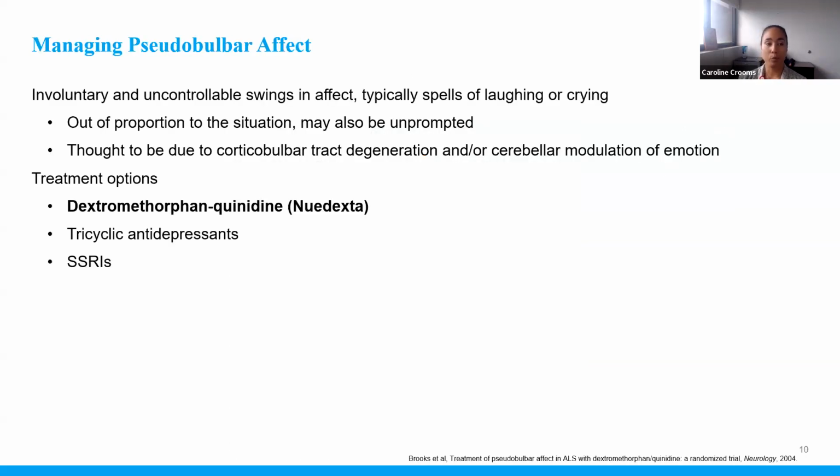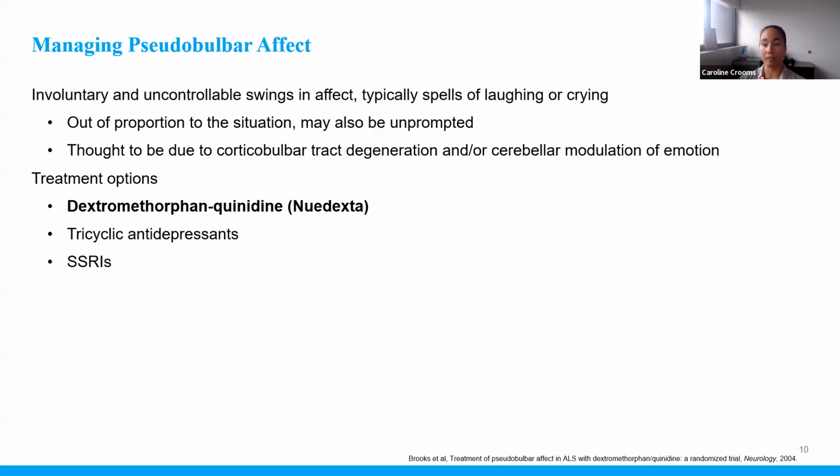So now I'm going to move on to talking about some of those less common symptoms that might not be managed so often by people specializing in palliative care. So pseudobulbar affect can be very difficult for patients and caregivers. This is a symptom of involuntary and uncontrollable swings in affect. Most often, we're talking about spells of laughing or crying that are either out of proportion to the situation, atypical for the person, and they can also be unprompted.